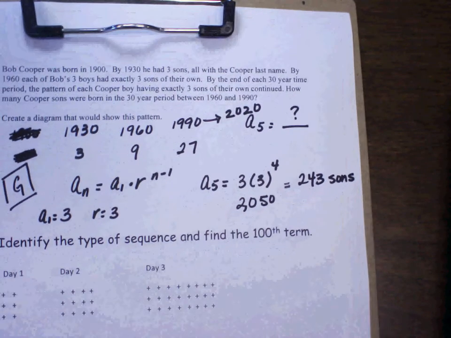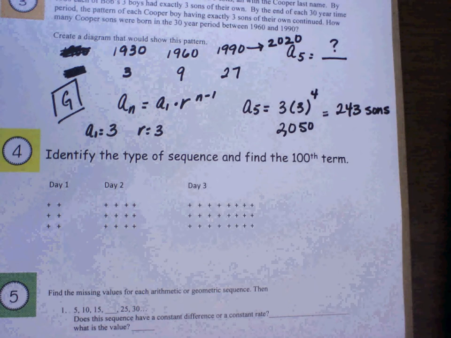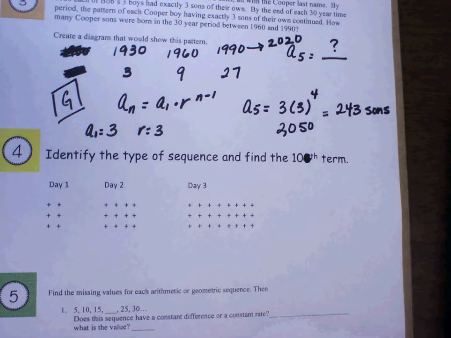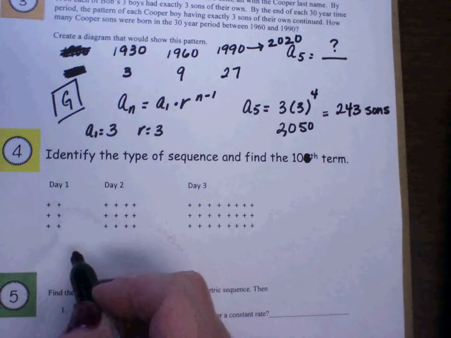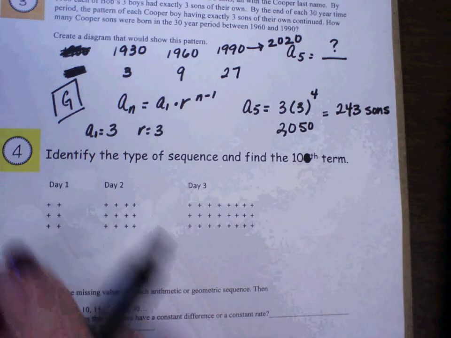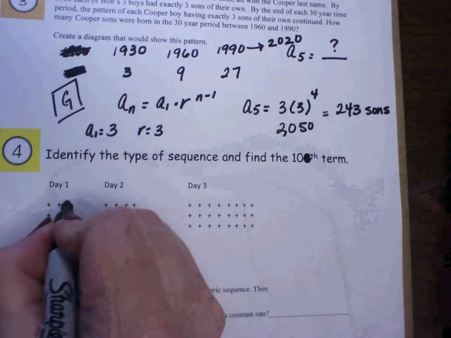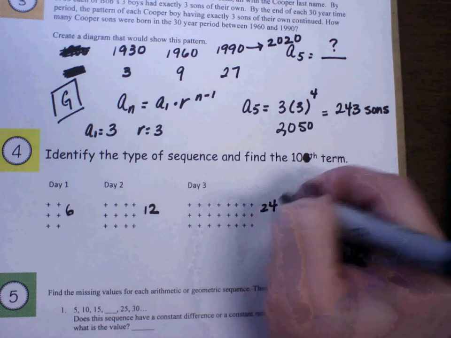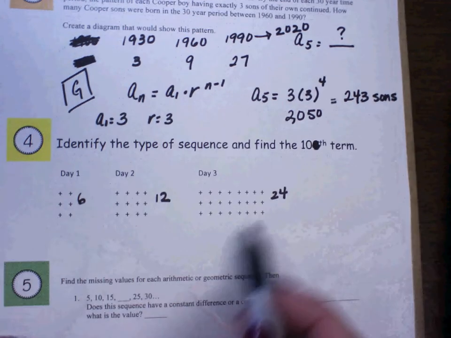All right, the next one. We're not going to find the 100th term. We're going to find the 10th term, because 100 is too big. So we have to figure out what kind of sequence it is. 1 and how many? I'm not asking for the factor, I'm asking how many. Can we please listen? 6, 12, and then 24. After you count, then you can decide if it's an arithmetic or a geometric sequence. And it's obviously geometric. Very good.